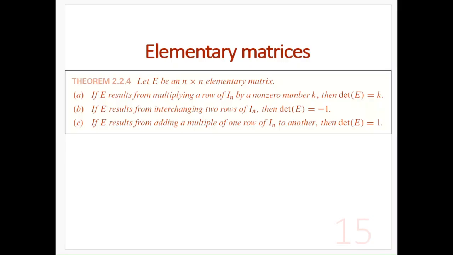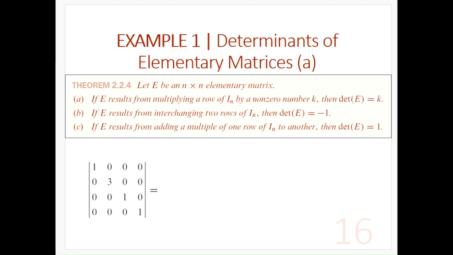And if E results from adding a multiple of 1 row of an identity matrix to another, then the determinant of E equals 1. So we're taking those same operations that we did before on a non-elementary matrix, and now we're applying those same row operations to an elementary matrix, and now looking at that new determinant relationship. So these are going to be useful to us as well. So we can quickly calculate these determinants by inspection when we look at what kind of matrix we have. So here we'll look at example 1.